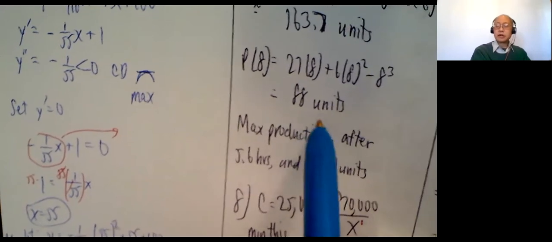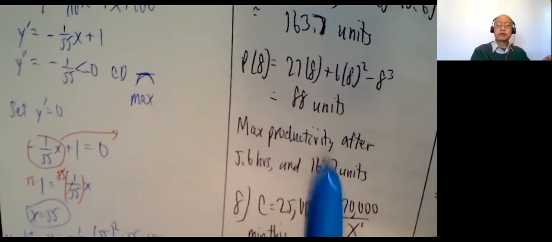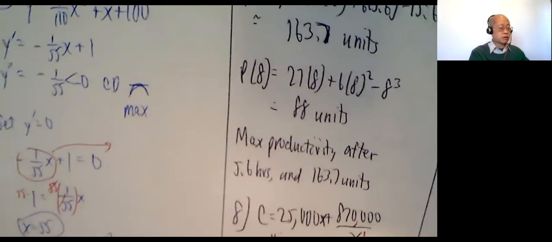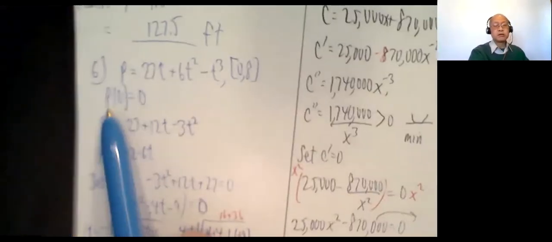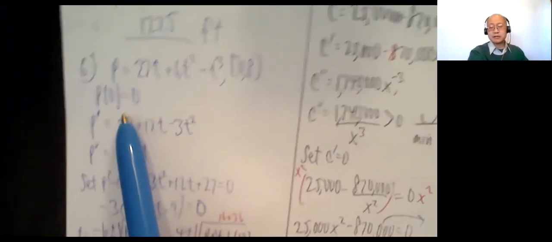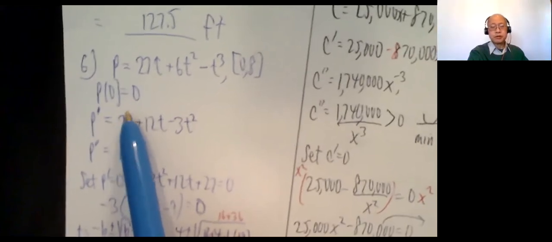All right, so I have my list. Your quiz today will be just like that. You plug in the endpoints and plug in any critical points. So 0 gives me 0. Again, that makes sense. You just showed up. You're producing nothing.